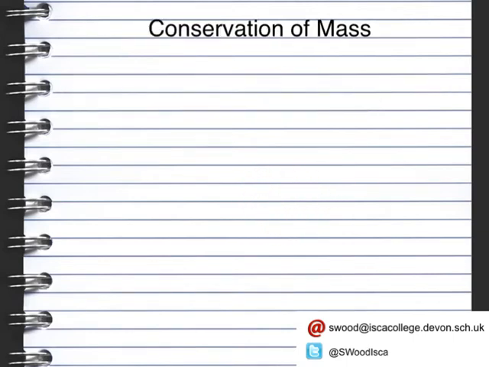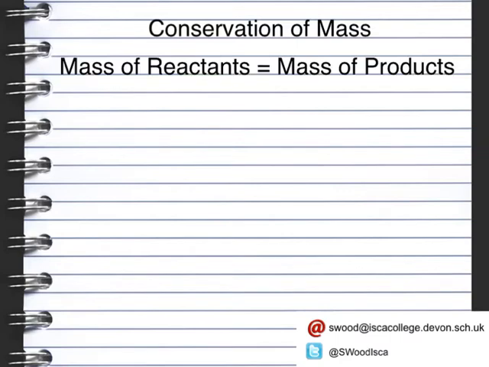Now, the conservation of mass is exactly what it is. It means that when we have a chemical reaction, all the mass on the reactant side is going to be exactly the same on the product side. So the mass of the reactants is equal to the mass of the products because nothing is added in and nothing is lost. So what we're going to do is have a look at a couple of examples.